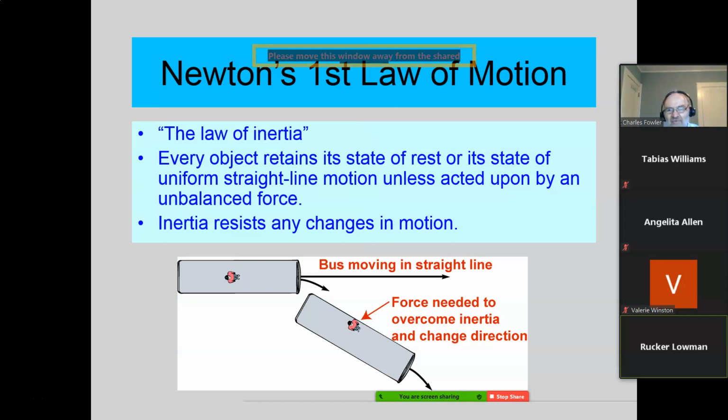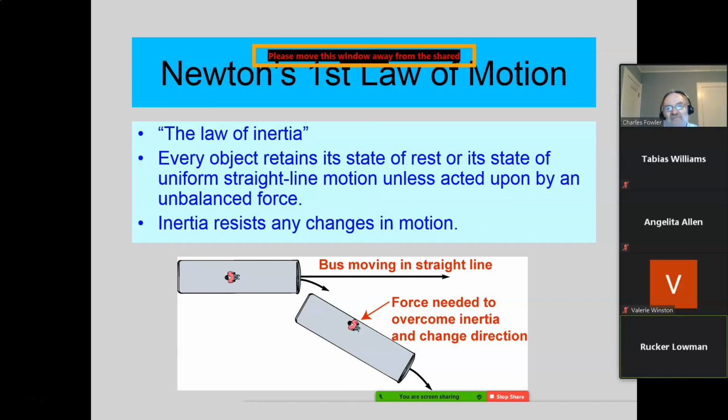The first law of motion: every object retains its state of rest or its state of uniform straight line motion unless it's acted on by an unbalanced force. So basically, if it doesn't have one, it maintains whatever it was, either being at rest or moving in a straight line. Okay? Now, Newton's second law is kind of closely related to that.